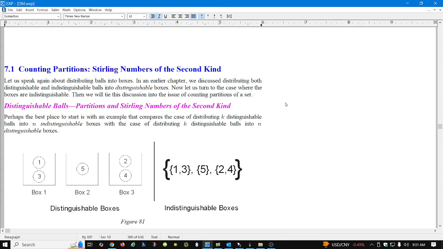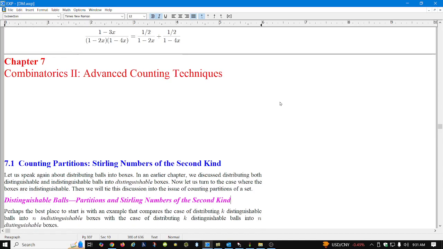In this video, we are going to start our look at Chapter 7, Advanced Counting Techniques. Now this chapter is going to be a bit more challenging than previous chapters. The good news is that it's really optional. My view of elementary discrete mathematics does not require this material. Now the next chapter, Chapter 8 on graph theory, is essential to elementary discrete mathematics.